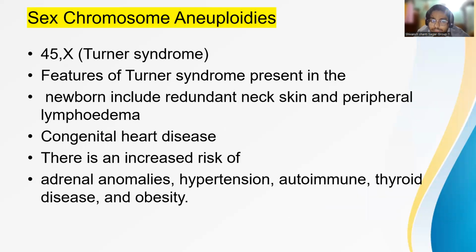In aneuploidy, we can see 45,XO, which is known as Turner syndrome. This is an example. We have features of Turner syndrome present in the newborn, including webbed neck, skin and peripheral lymph node edema, and congenital heart defects. There is an increased risk of adrenal anomalies, hypertension, autoimmunity, thyroid diseases, and obesity.